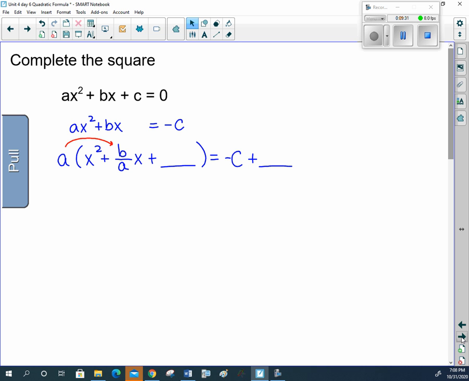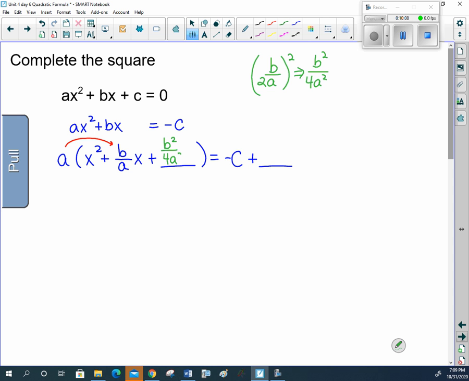Okay, so now remember to find our new c. We have a c there already, but we're supposed to always create a new c, remember? So to do that, we always take the middle term. So here's my middle term. We divide it by 2, so we cut it in half, and then we square it. So if I square that, that turns out to be b squared over 4a squared. So that's what's supposed to go in this spot right here. B squared over 4a squared.